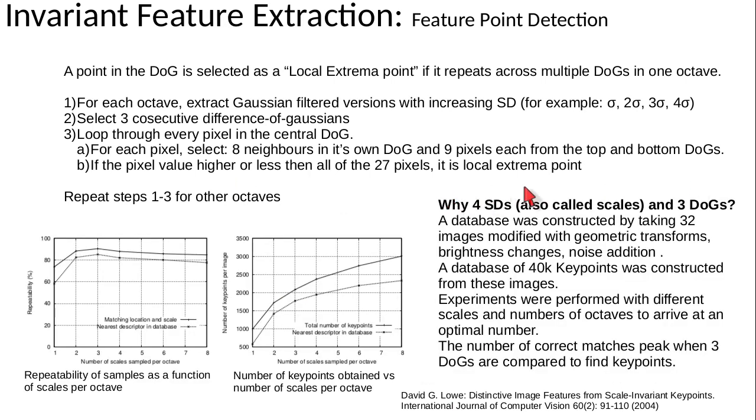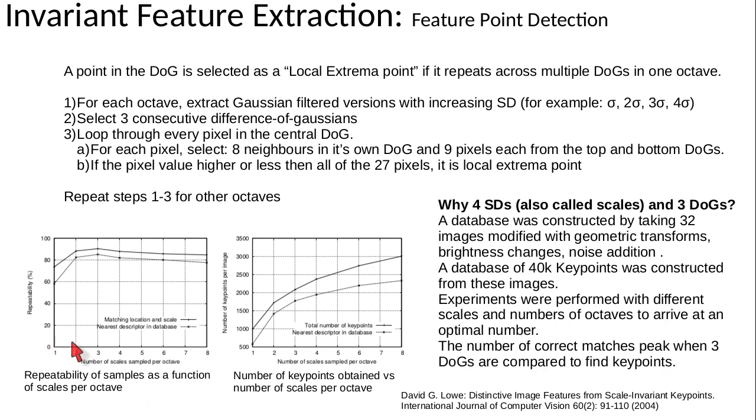One may wonder why 4 standard deviations or scales and 3 difference of Gaussians have been selected in this process. Why not use 5 standard deviations and 4 difference of Gaussians? A database of several images was used to perform empirical studies, and the scales and number of octaves were based on the result of that analysis.